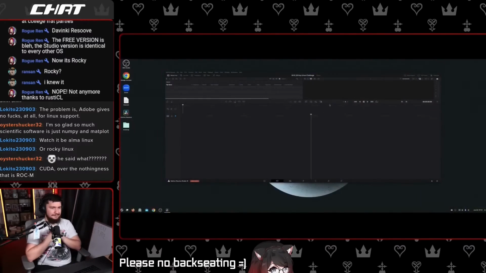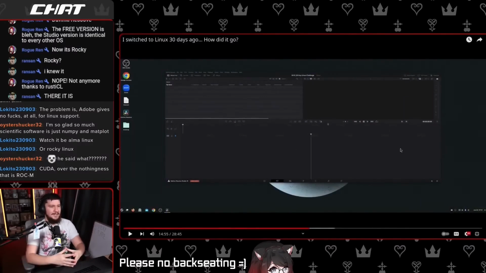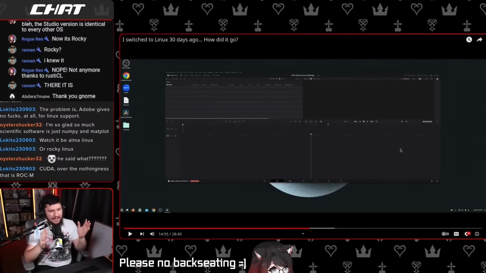DaVinci Resolve, for whatever reason, doesn't maximize or resize inside of Linux. At least, not that I could... GNOME. I should send this, just like this specific clip, to the GNOME developers. This is the reason why you cannot be so stubborn about server-side or client-side decorations.